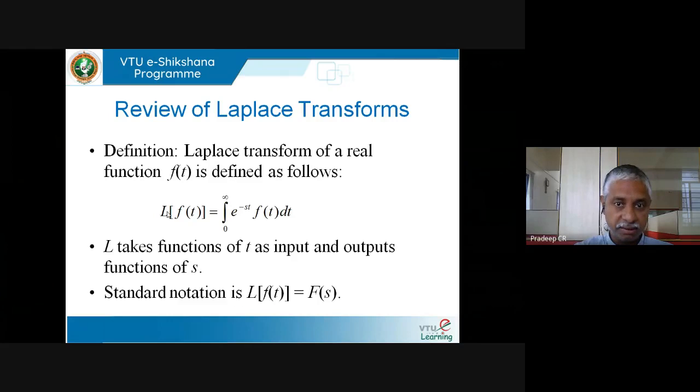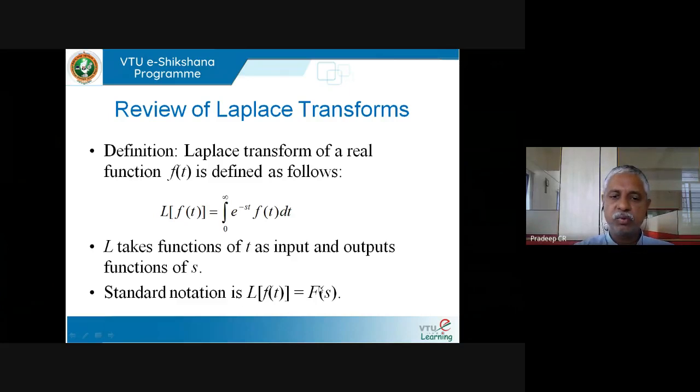Our s and t are not related; really there is no relation. Both are two independent variables. So L of f(t) is F(s), and this is a standard notation. All through this course we have been using this and we will continue to use this. Whenever I write capital F(s), it's understood there is a small function f whose Laplace transform happens to be capital F of s. It's just a notation. We will keep using this very often. The point to be observed: L is a transformation which takes functions of t as input and returns functions of s. This is the bottom line.